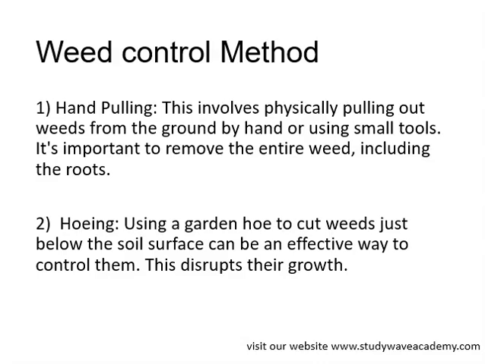Hoeing, using a garden hoe to cut weeds just below the soil surface can be an effective way to control them. This disrupts their growth. So using hoe, that is clearing of the weed. You can use that method to control weed, okay? We got that right. Hand pulling, using your hand or using small tools. Hoeing, using hoe to clear them off.